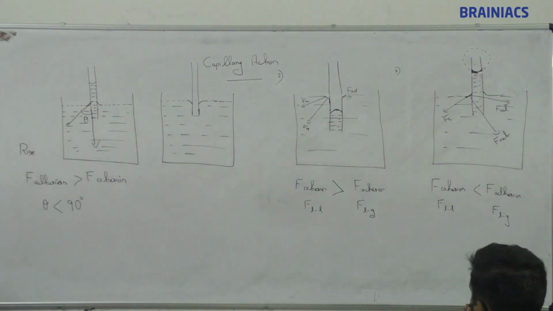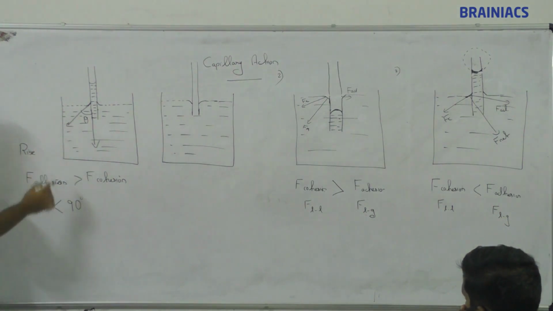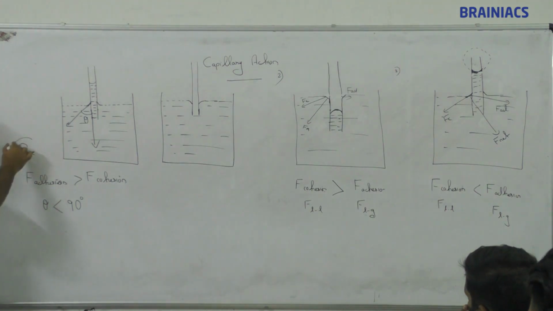Okay, the line along the tangent of the meniscus and the line along the capillary tube, if I draw, I am getting an angle which is less than 90 degrees. So here capillary rise is happening.